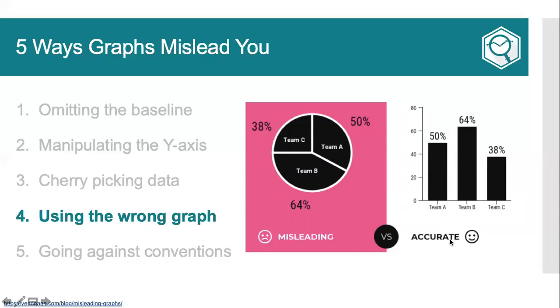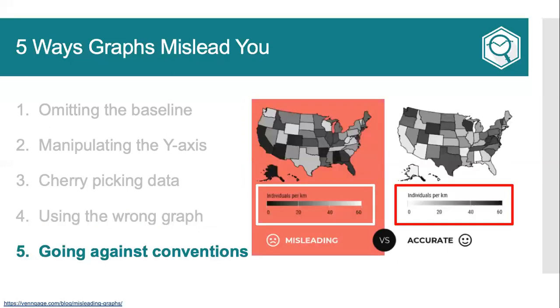If you wanted to show the difference between, for example, 3 categories, you want to use some sort of comparison chart, like a bar chart, not a pie chart, because it shows the wrong narrative. It's the wrong type of comparison. And then lastly is going against convention. Sometimes going against convention, sometimes being innovative can be really great.